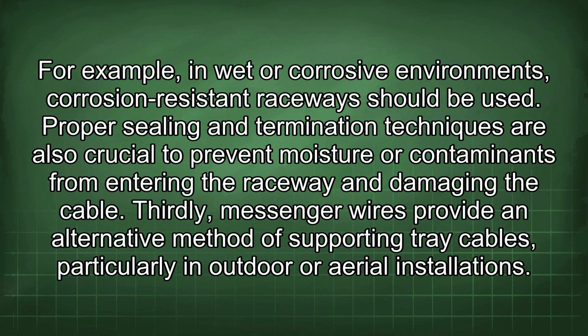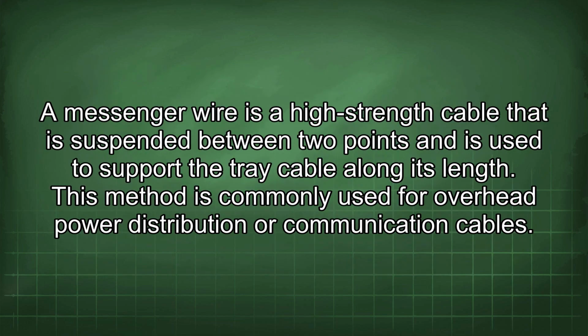For example, in wet or corrosive environments, corrosion-resistant raceways should be used. Proper sealing and termination techniques are also crucial to prevent moisture or contaminants from entering the raceway and damaging the cable. Thirdly, messenger wires provide an alternative method of supporting tray cables, particularly in outdoor or aerial installations. A messenger wire is a high-strength cable that is suspended between 2 points and is used to support the tray cable along its length. This method is commonly used for overhead power distribution or communication cables.